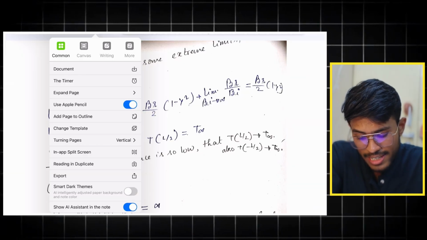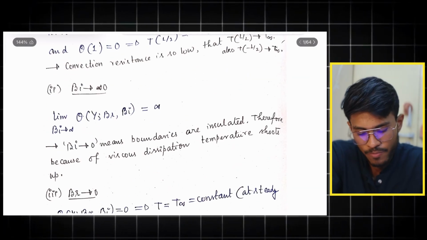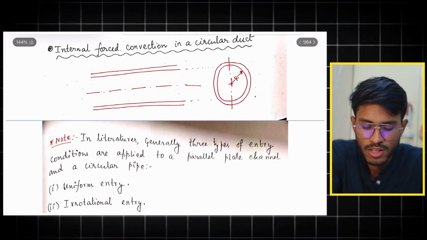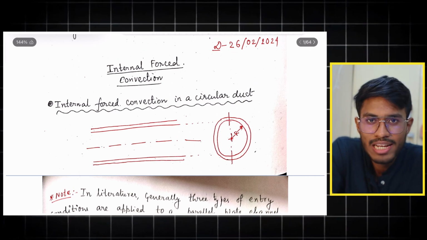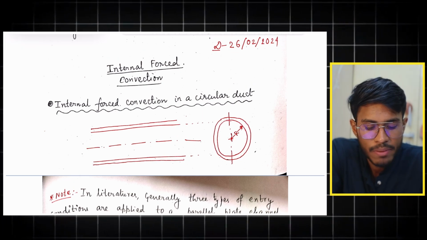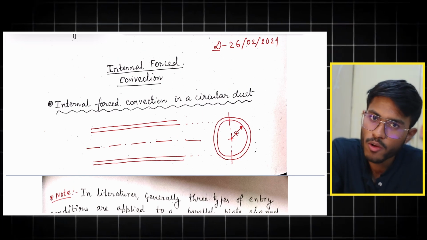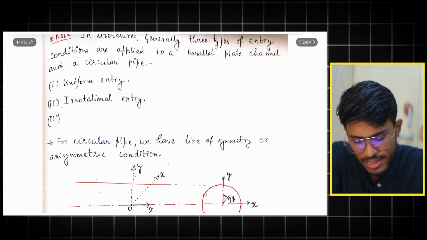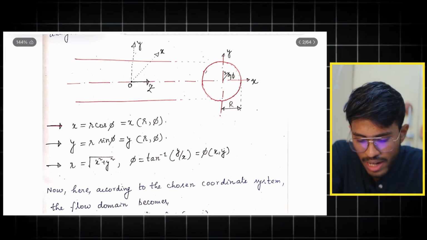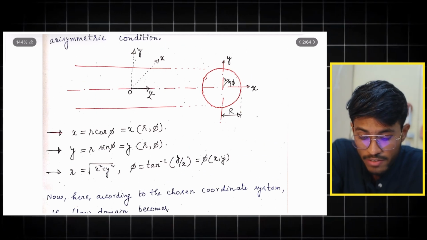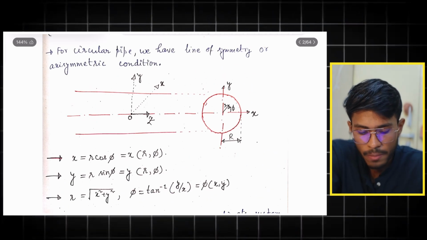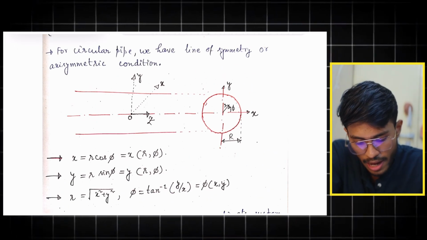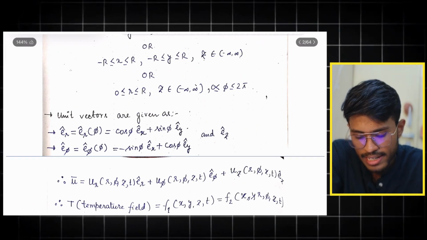Now this is the notes of my M.Tech. See, internal forced convection. If you join IIT for your M.Tech in mechanical engineering, you have to study the whole convection at a very deep level. See, I think the notes are actually very beautiful. I feel very good about these notes. I have written everything very neat and clean.